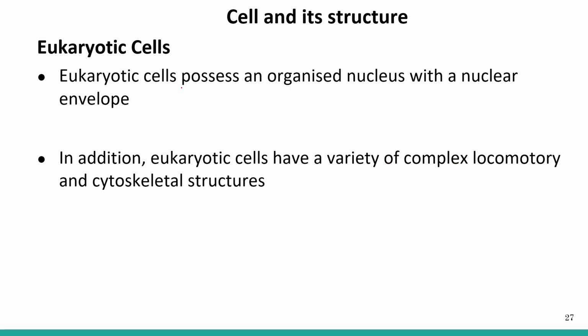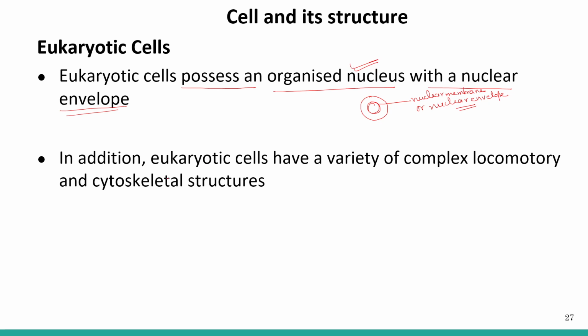Eukaryotic cell possesses an organized nucleus with a nuclear envelope. Organized nucleus means they have a proper covering that is called the nuclear membrane or nuclear envelope. So this is totally absent in the case of prokaryote.